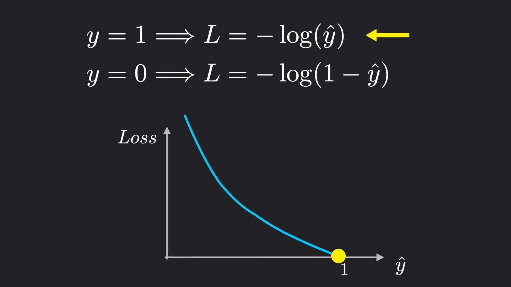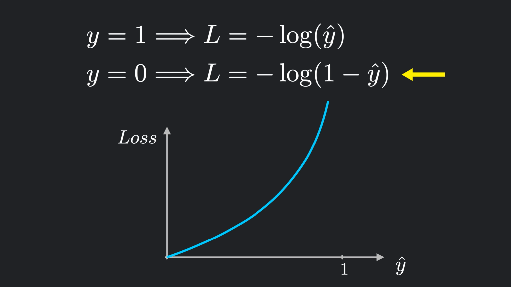actual value. But if the predicted value moves closer to 0, the loss rushes towards infinity, meaning the model did a terrible job. Similarly, for the second equation, if y is 0, the loss is minus log 1 minus y hat. In this case, if the predicted probability is close to 0, the loss is small. Perfect. But if the predicted probability creeps up towards 1, the loss approaches infinity.